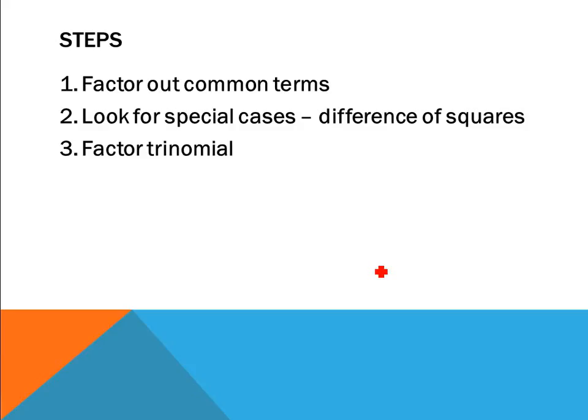You only see two terms. So a real common one to look for is difference of squares. And then our big issue we're going to try to do is let's look at factoring trinomials. So let's look at a basic example to start.